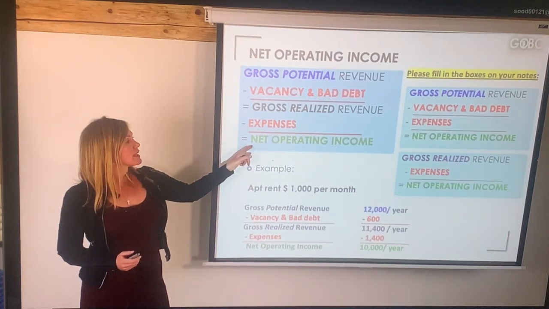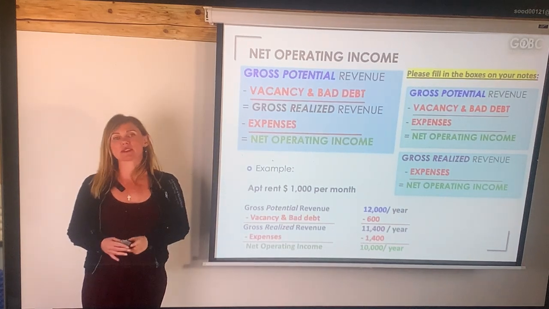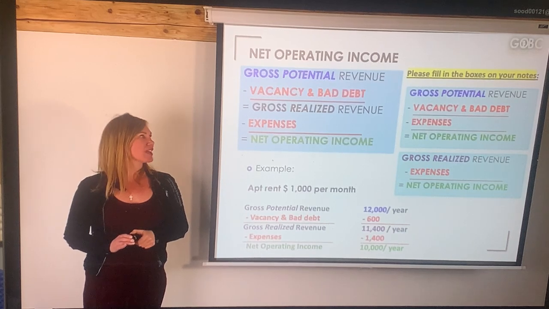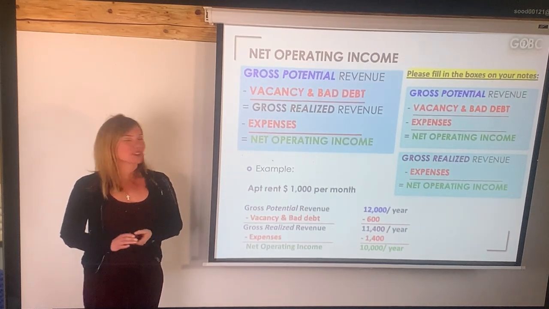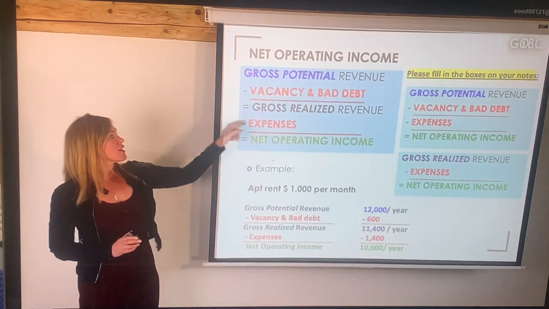Now, if I want to know my net operating income, I still have to minus the expenses. Now, when it comes to expenses, what type of expense are we referring to? Is that the personal expenses? No, it has nothing to do with you. It only has to do with the property itself, right? So the taxes will be an expense, right? So it has to do with the property itself, property taxes, not personal taxes. That will be an expense for you.